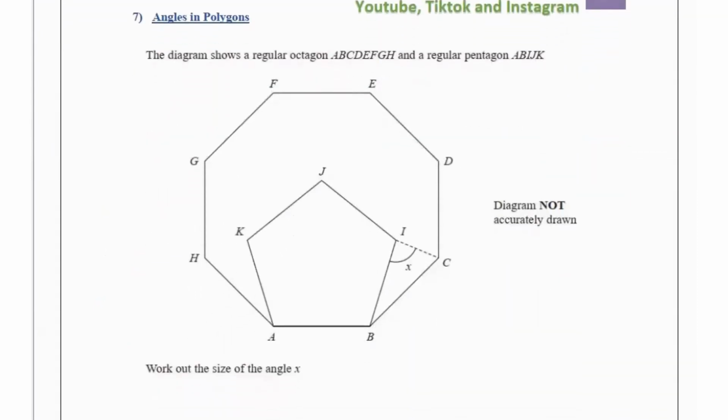Angles and polygons. The diagram shows a regular octagon A, B, C, D, E, F, G, H and a regular pentagon A, B, I, J, K. We have to work out the value of x.